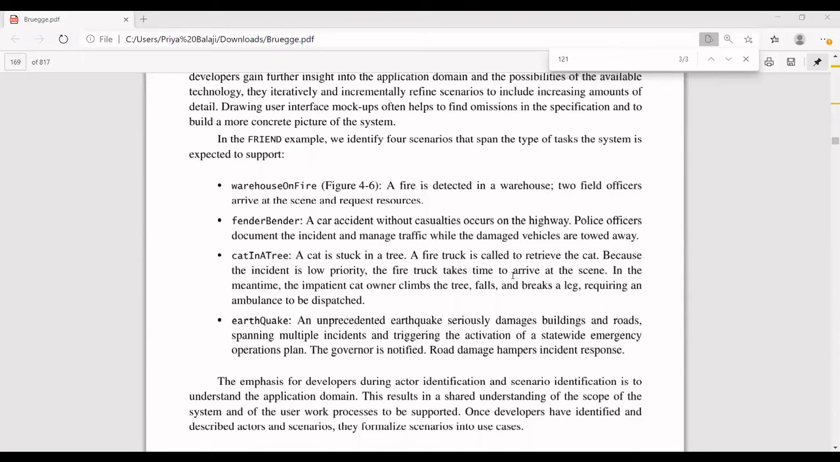Then an earthquake is again a seriously damaging event for buildings and roads. According to that, we have to decide who has to be notified about the earthquake. The governor and the higher officials have to be notified about the earthquake and the damage that has happened. It should not go only to the police officer level, it should go to the higher level. The level of incident will be different, and the priority of incidents will also be different. According to that, your system should respond.